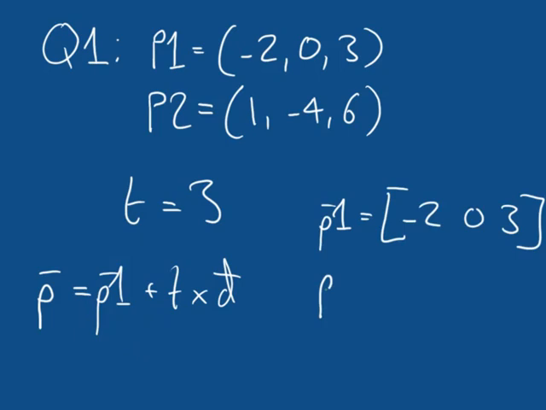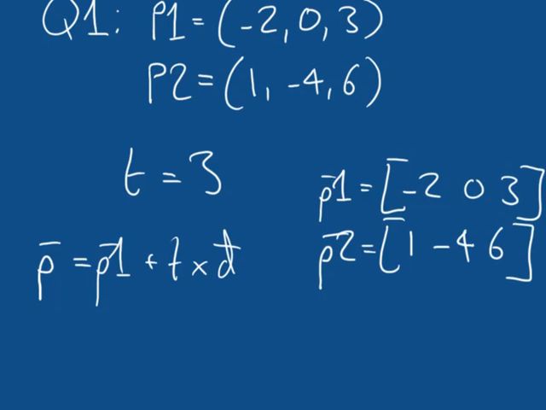And we can also create a position vector P2 that represents our point P2, which is equal to, not minus, let's erase that, there we go, it's equal to (+1, -4, 6). And we know that we can find D based on these two position vectors.